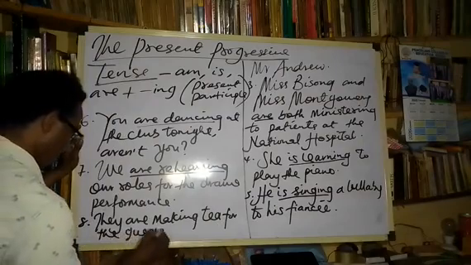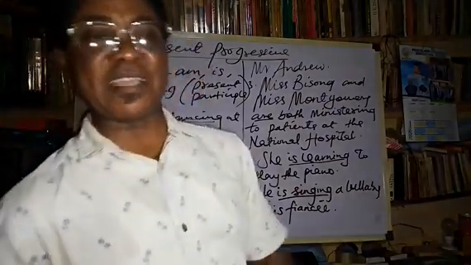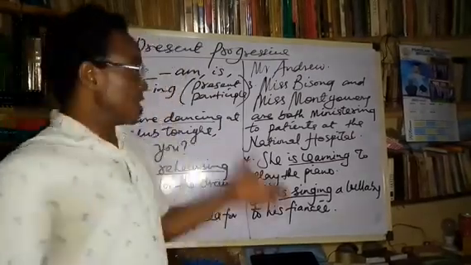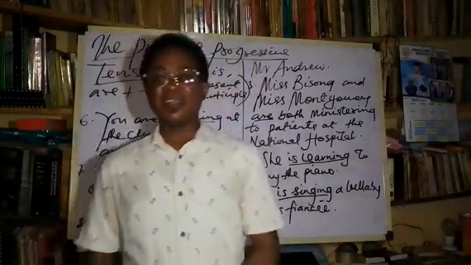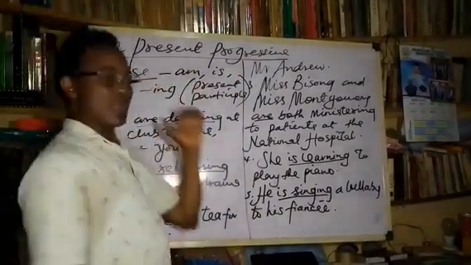They are making tea for the guests. So now we understand the changes that occur in the verb to be: am, is, are.